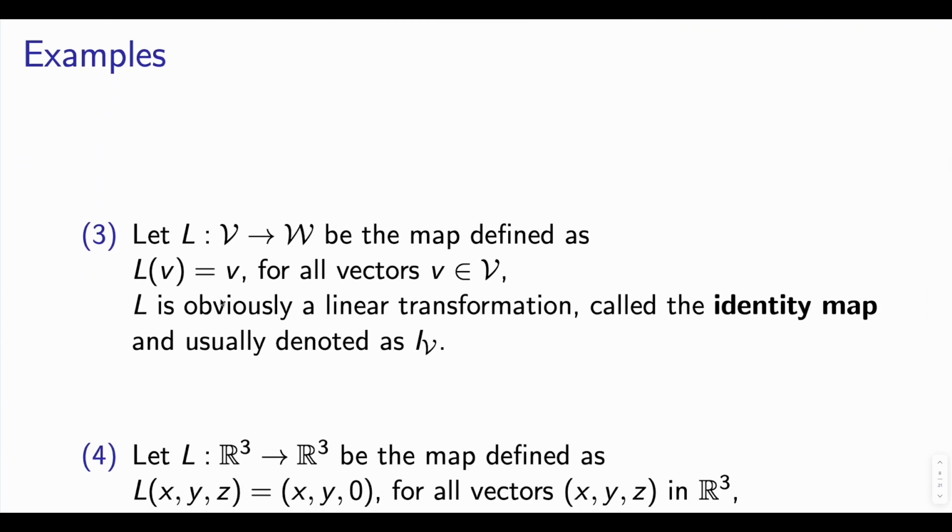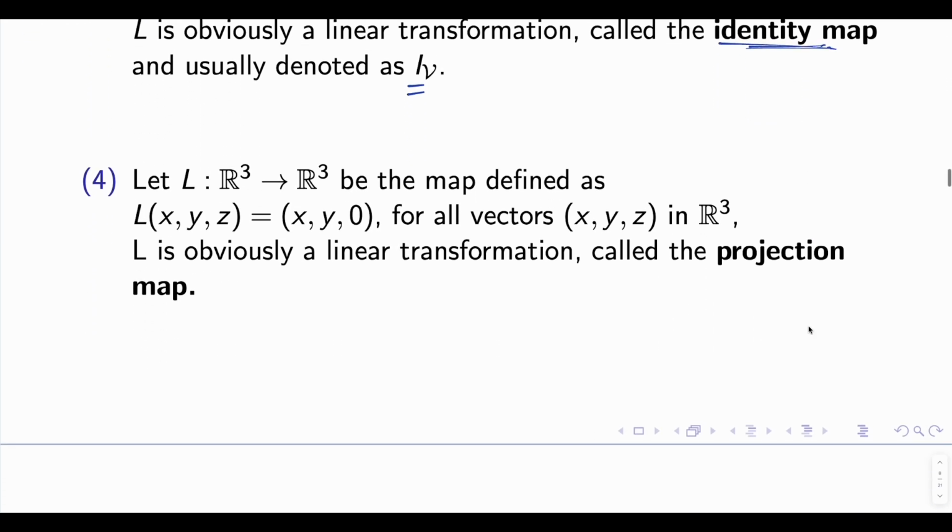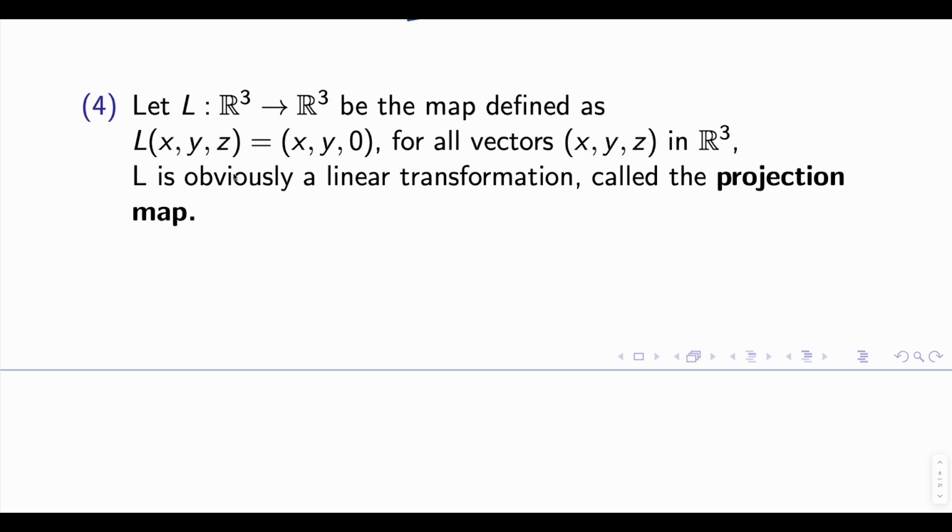Another example: L from V to V, L of v equal to v, is the identity map. This is also a linear transformation. Another example: L from R3 to R3, L of x, y, z equal to x, y, 0 for all vectors x, y, z in R3, is called the projection map. This is also a linear transformation.